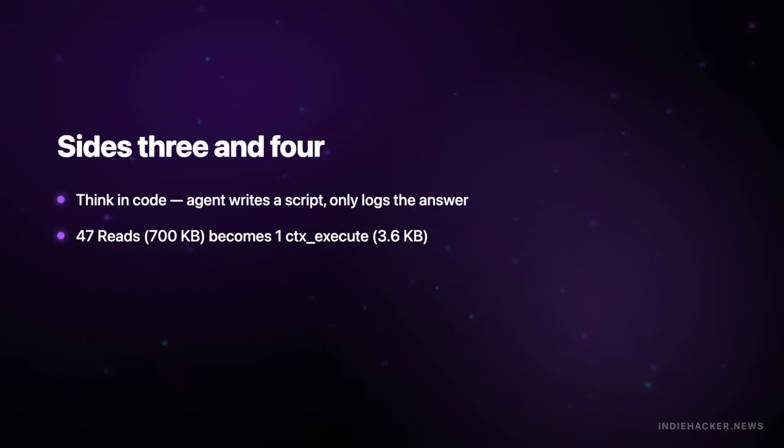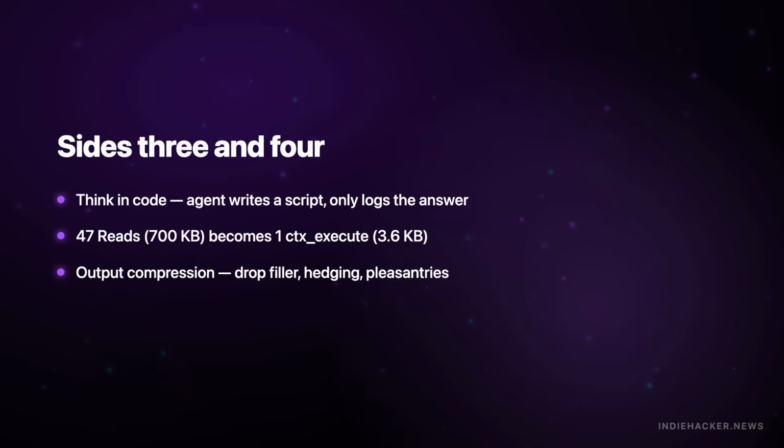It should be a code generator that programs the analysis. Side 4 is output compression. The system prompt itself rewrites how the model talks. Drop articles, drop hedging, drop pleasantries, technical substance exact. They quote it as terse like caveman, and it cuts output tokens by about 70% without losing accuracy.